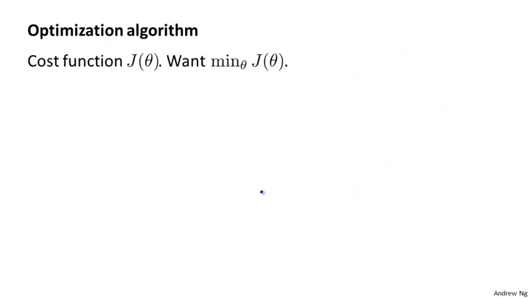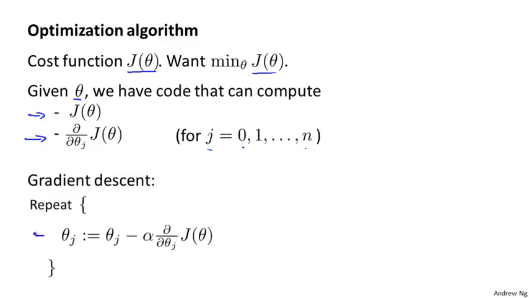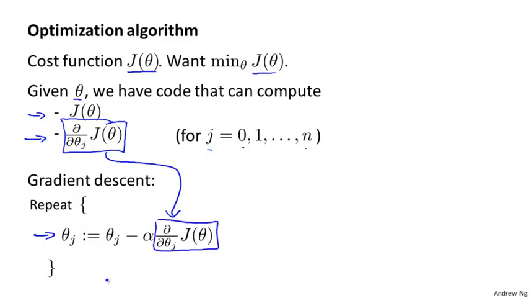Here's an alternative view of what gradient descent is doing. We have some cost function J, and we want to minimize it. So what we need to do is write code that can take as input the parameters theta, and that can compute two things: J of theta and these partial derivative terms for j equals 0, 1, up to n. Given code that can do these two things, what gradient descent does is it repeatedly performs the following update. So given the code that we wrote to compute these partial derivatives, gradient descent plugs them in here and uses that to update our parameters theta.